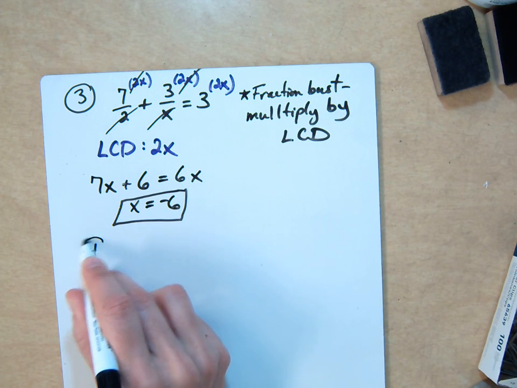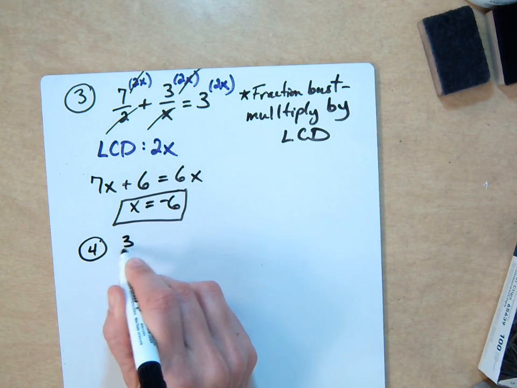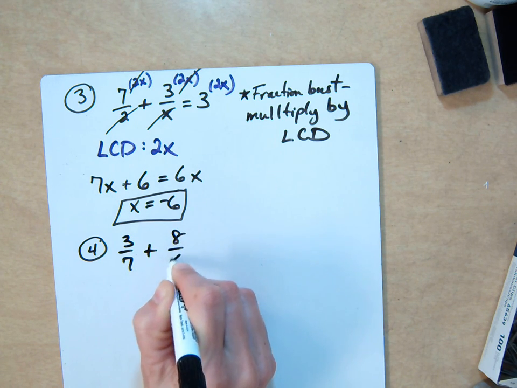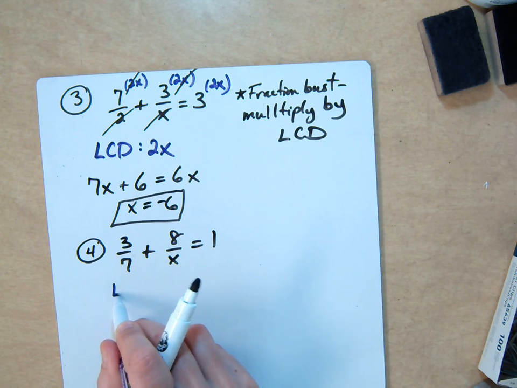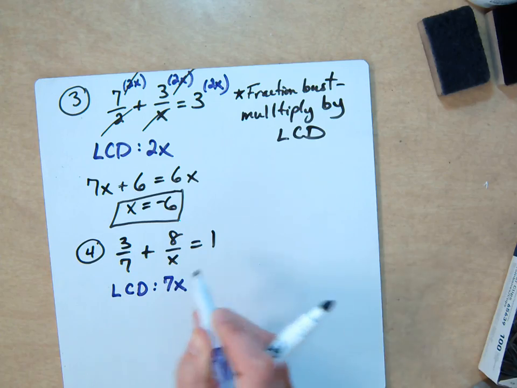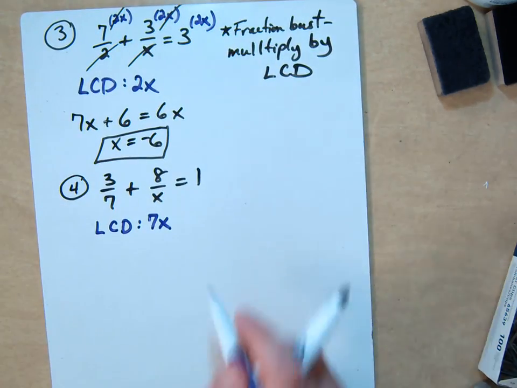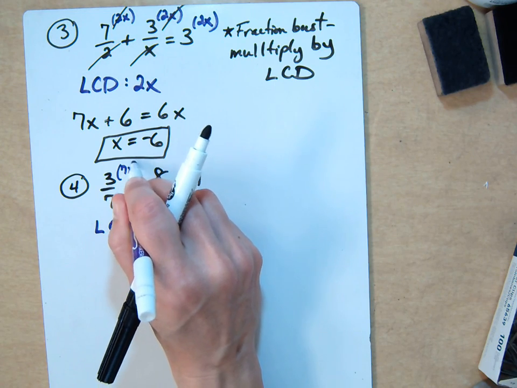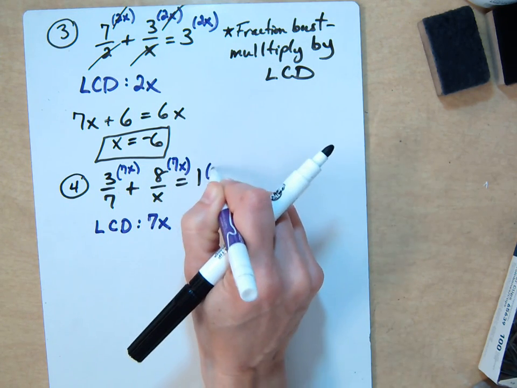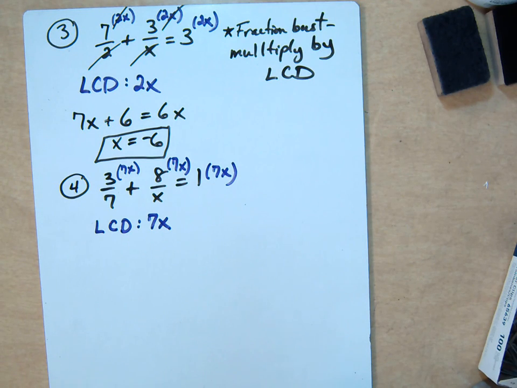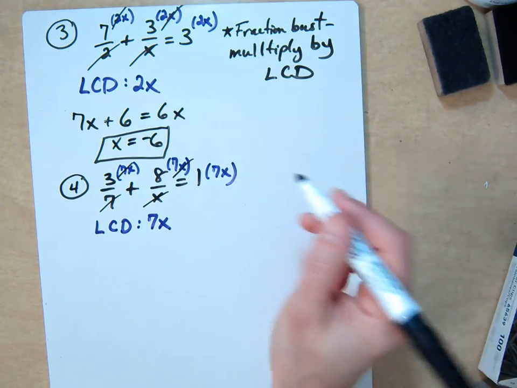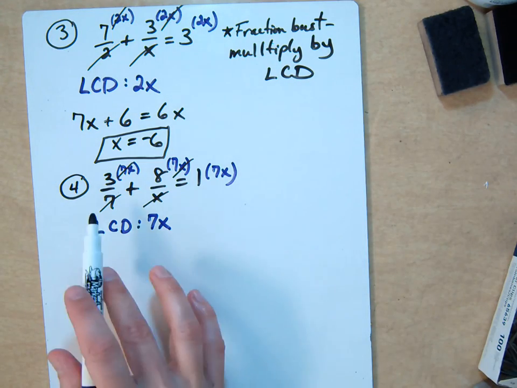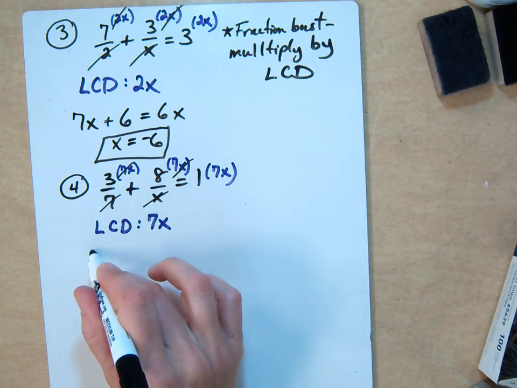So I'm going to do another example. 3 over 7 plus 8 over x equals 1. So what's the lowest common denominator? 7x, yep. If you just multiply everything times 7x, multiply all the numerators by 7x on the top, watch, all your fractions will go away. The 7 on the bottom cancels with the 7 on the top, the x cancels with the x, and there's nothing that cancels here. So what's left over is just 3x.